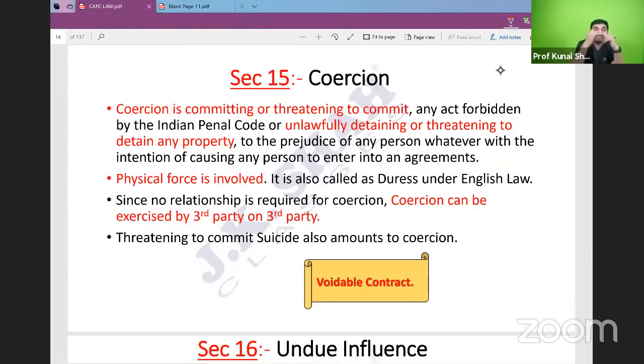Whenever you are taking someone's consent by force, it is nothing but coercion. Under English law, it is called duress. Yes, coercion can come from a stranger. Coercion can also be given for a stranger.